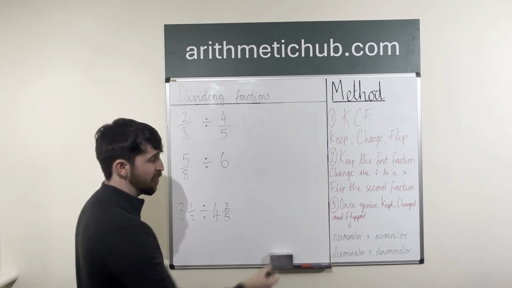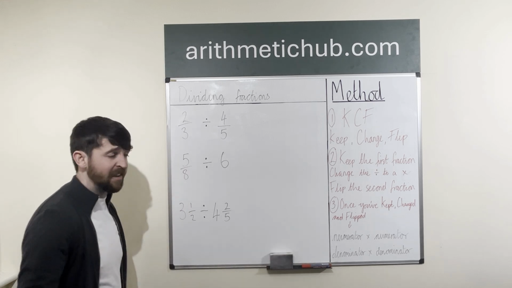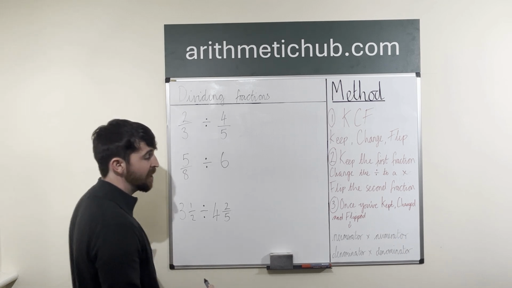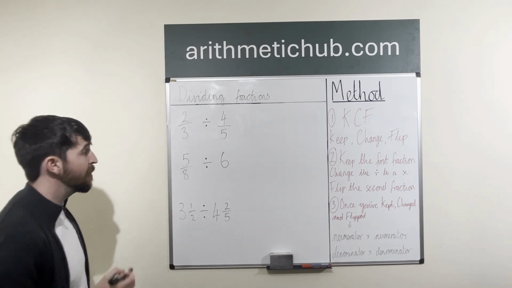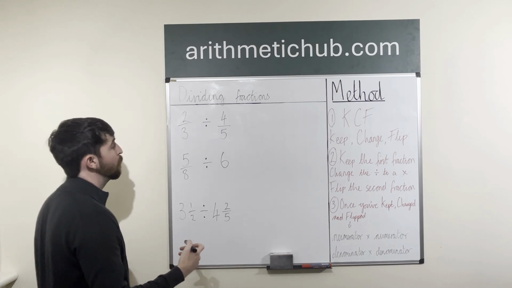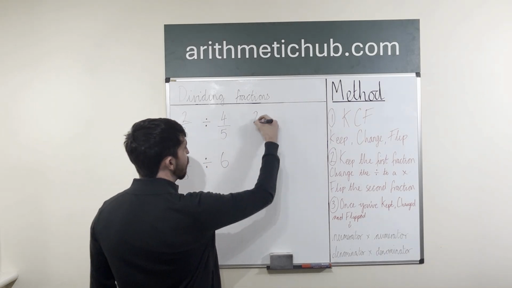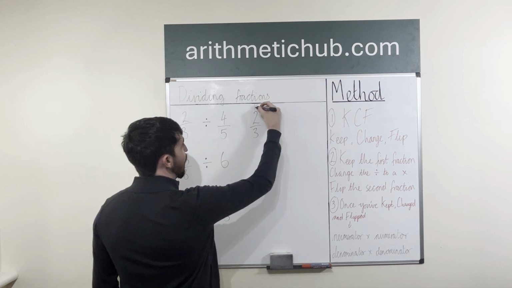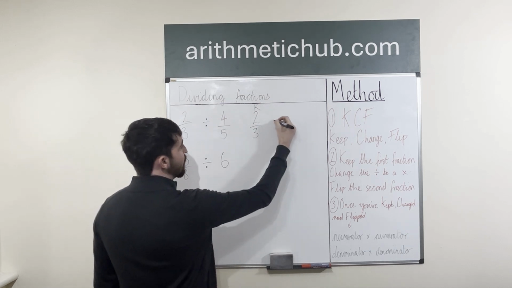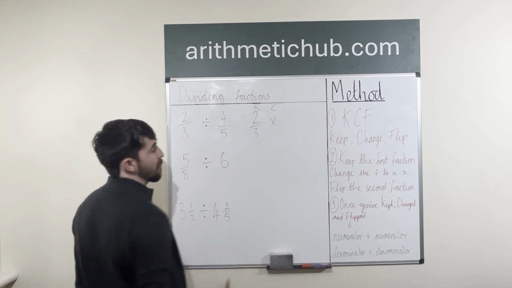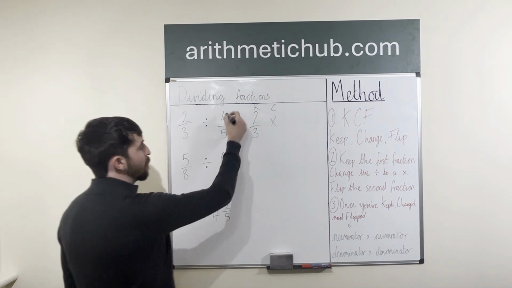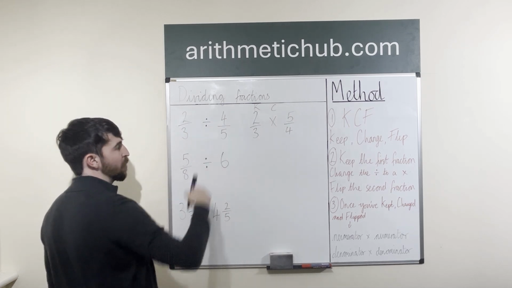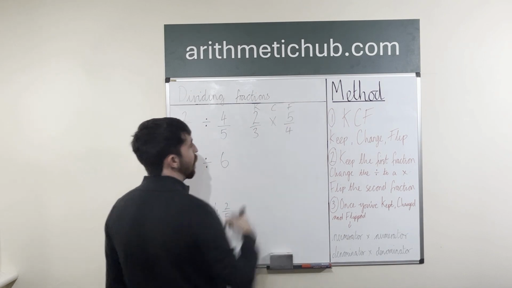And then as soon as you've kept, changed and flipped, what you do is exactly the same as you would do if you were multiplying fractions. You would do numerator times numerator and then denominator times denominator. So let's have a little look at how it works. So we're going to keep the first one. 2/3 is going to stay the same. We've kept it. I'm going to put a K over the top of it. The divide is going to change to a times. So I've changed it. And then I'm going to flip the second fraction. So the 5 has become the numerator and the 4 has become the denominator.